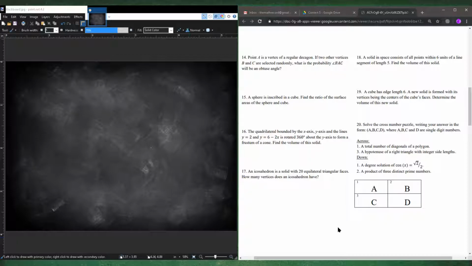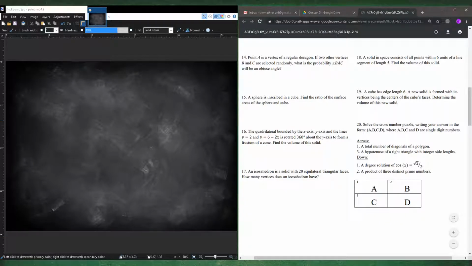So across, 1 across, the total number of diagonals of a polygon. We don't know what polygon, so we can't use that. Number 3, a hypotenuse of a right triangle with integer side length. We can't use that either, because there are multiple Pythagorean triples, so this could change a lot.